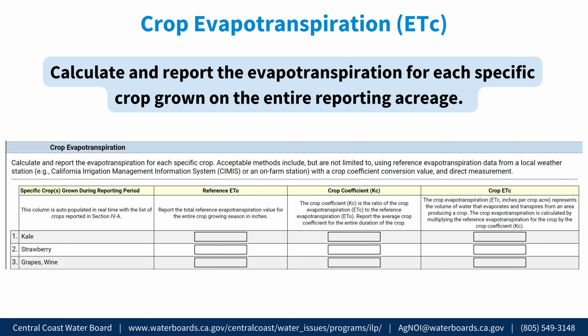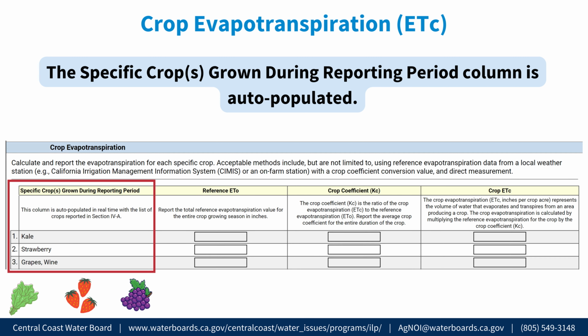Crop evapotranspiration. Calculate and report the crop evapotranspiration for each specific crop grown on the entire reporting acreage. The specific crops grown during the reporting period column is auto-populated in real time with a list of crops reported in the previous section, nitrogen applied with conventional fertilizers.